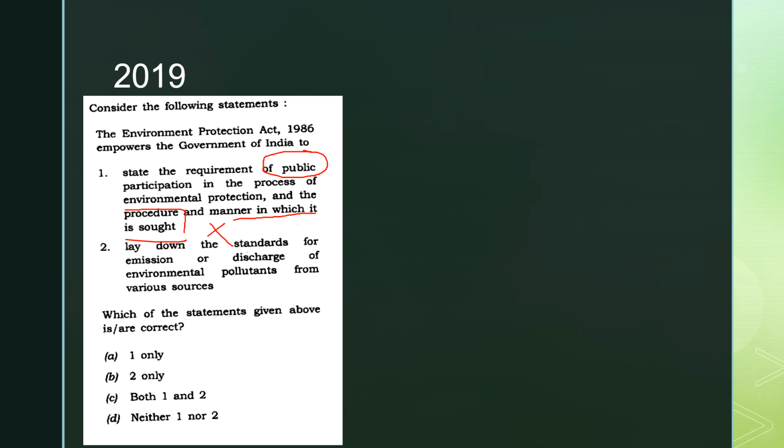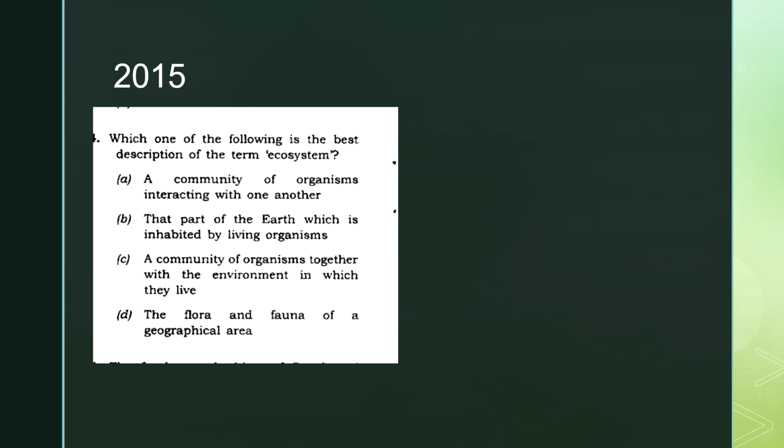Lay down the standards for emissions or discharge of the environmental pollutants from various sources. This is right. So, please go through this act because many questions have come in previous years from this topic, though the questions have been basic ones as of now, but in the coming future it can be advanced too. 2015 question: which one of the following is the best description of the term ecosystem? This option A is correct, a community of organisms interacting with one another.